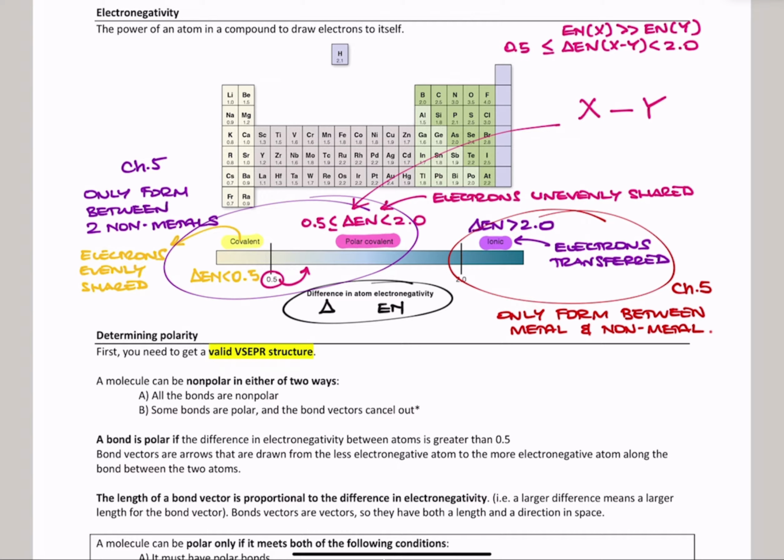We will be able to represent a polar bond by an arrow, that is a vector. And we draw this bond vector from the less electronegative atom to the more electronegative atom, so from the plus to the minus. And this bond vector will be proportional to the difference in electronegativity, and these vectors have both length and direction in space.